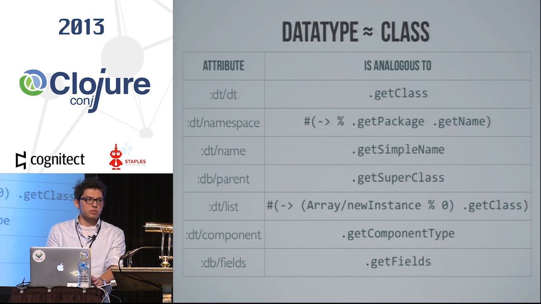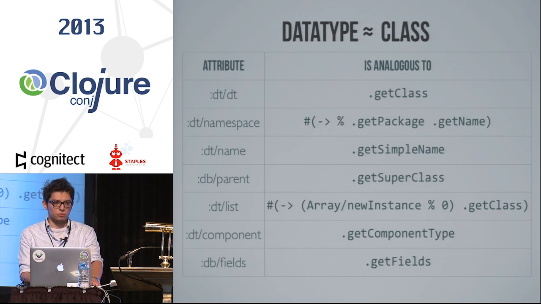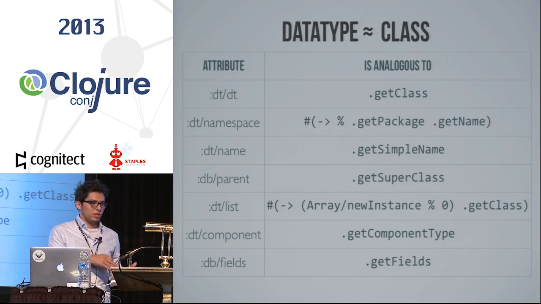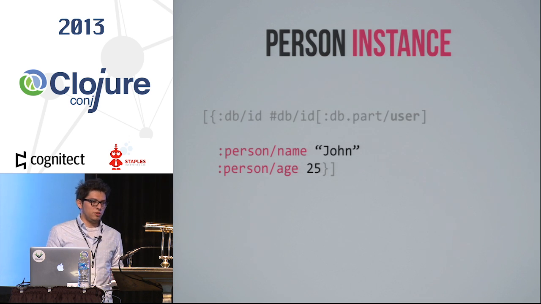It's the basic reflective API that Java gives you, just translated into Datomic attributes. Now, we're going to go through an example, and we're going to see how this is actually applied. Imagine you have, again, this person instance that we started with. It has a name and an age, right?